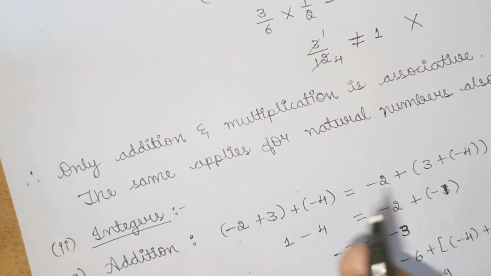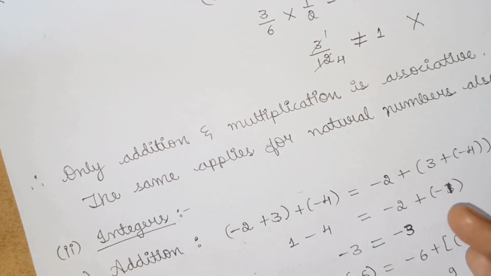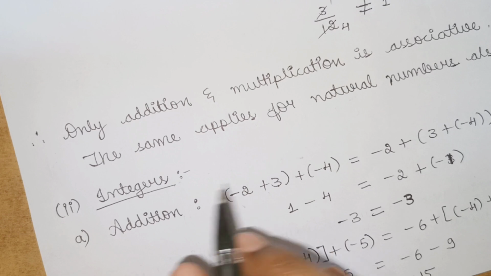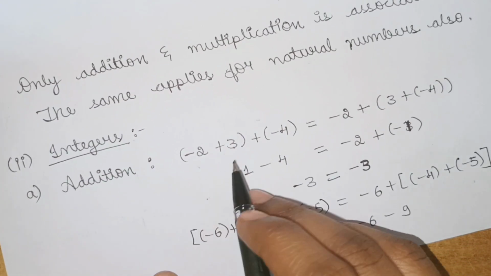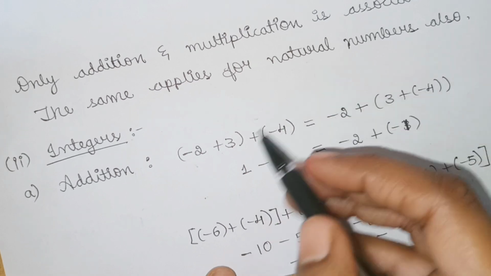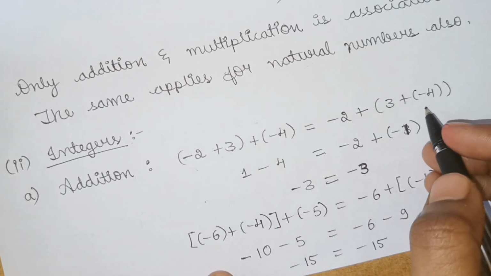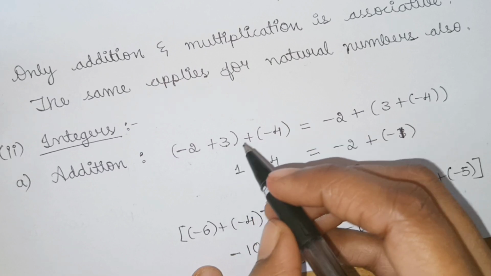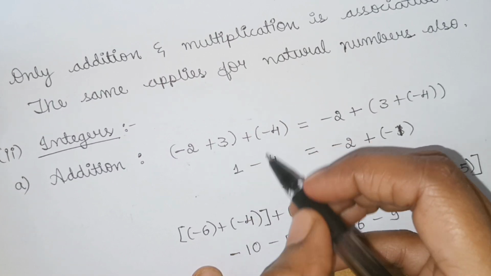The same applies for natural numbers also. Addition and multiplication are associative in natural numbers also. Now let's move on to integers. The first is addition. We have taken minus 2, 3 and minus 4. We have grouped minus 2 and 3 in the LHS and 3 and minus 4 in the RHS. First let's solve the LHS part. Minus 2 plus 3 is plus 1. Plus into minus is minus.